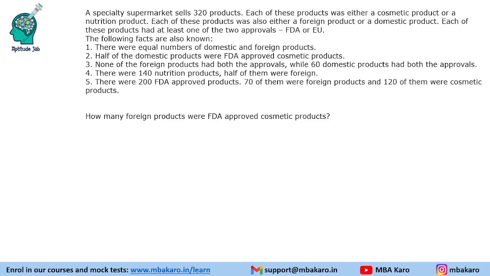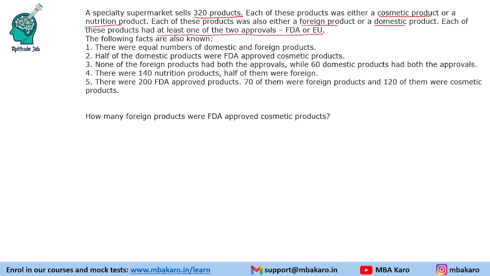This set from CAT 2022, slot 2 DILR, says that a specialty supermarket sells 320 products. Each of these products was either a cosmetic product or a nutrition product. Each of these products was also either a foreign product or a domestic product. Each of these products had at least one of the two approvals, FDA or EU.